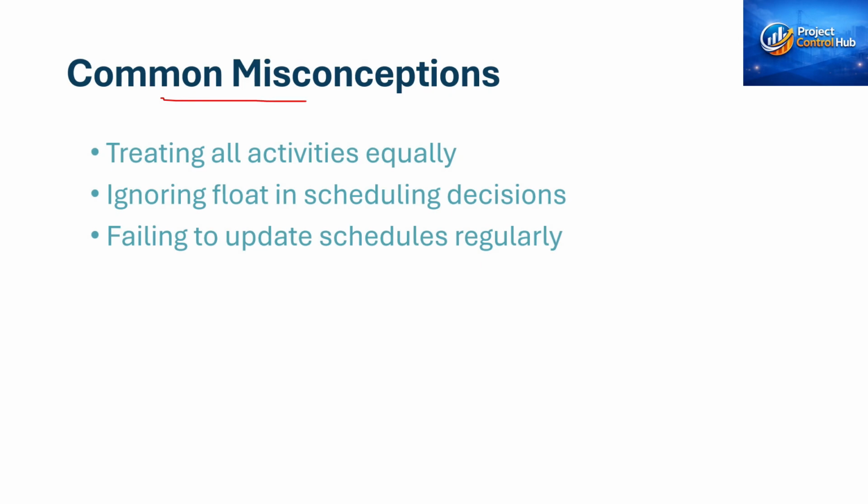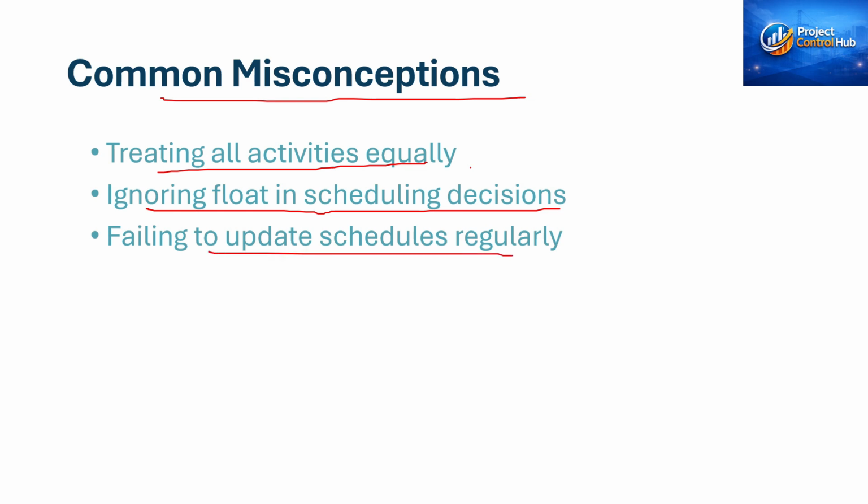There are some misconceptions in project control, like a planner treating all activities equally. It is not good to treat all activities equally, because we need to focus on those activities which are on the critical path or near the critical path. If we ignore the float in scheduling, then the decisions will impact all your projections, and if we fail to update the schedule regularly, then we cannot get the critical path, or the critical path may shift from one path to another.